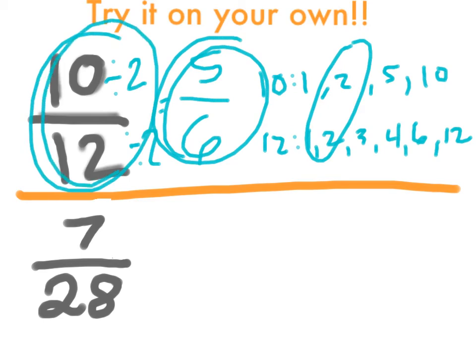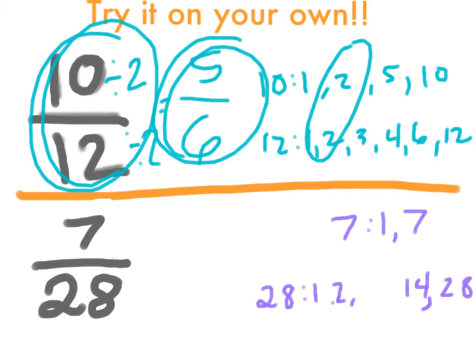Alright, let's change up the colors. And we'll try 7/28. Now, 7 seems like it's not an easy number to work with because it's a prime number, but we're not going to let that fool us. We've got 7, 1 times 7, and 28, 1 times 28, 2 times 14. See, can 3, no, because 3 times 9 is 27, so 3 is not a factor.